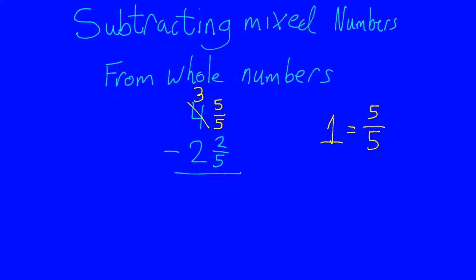Now I can do my subtraction, because I can take 2/5 away from 5/5. That gives me 3/5. And then we subtract our whole numbers. 3 minus 2 is 1. So our answer is 1 and 3/5. Let's try this again with a different example with a different denominator.